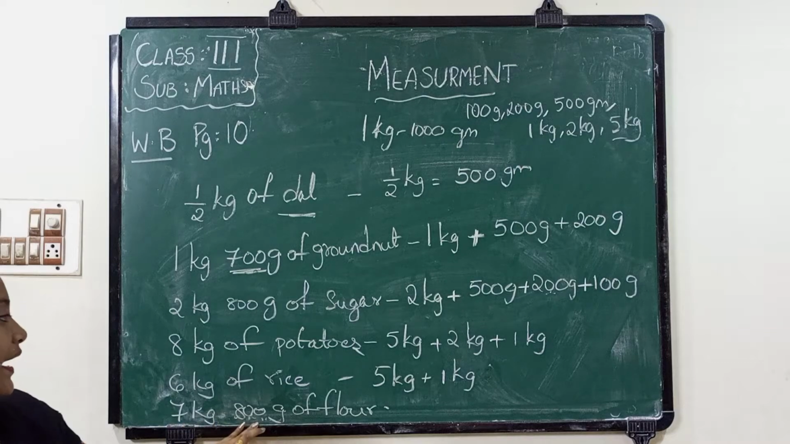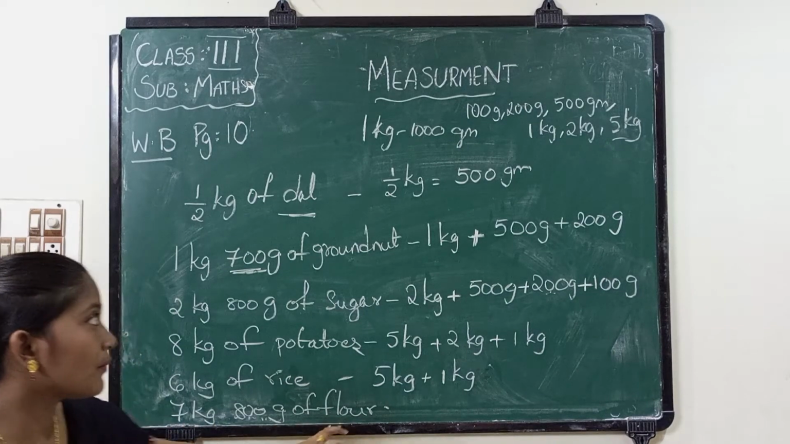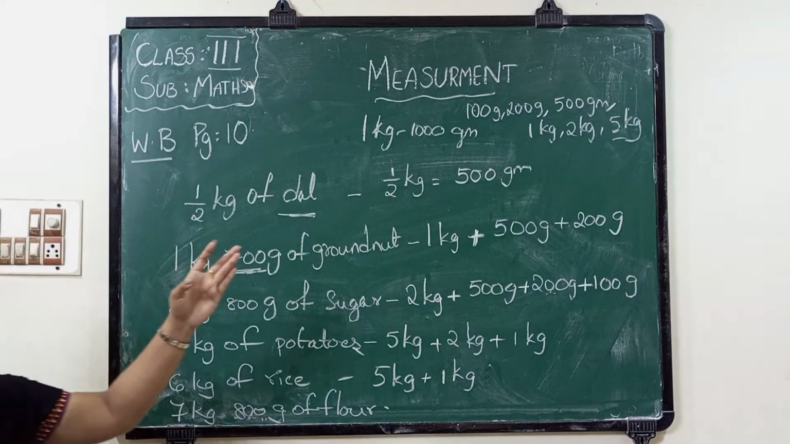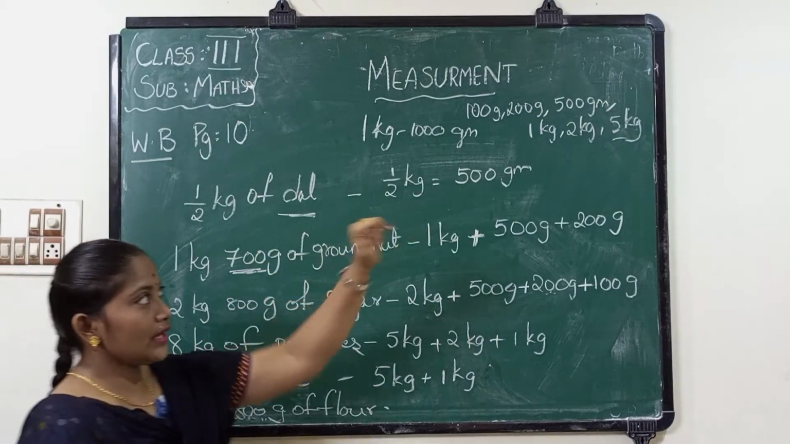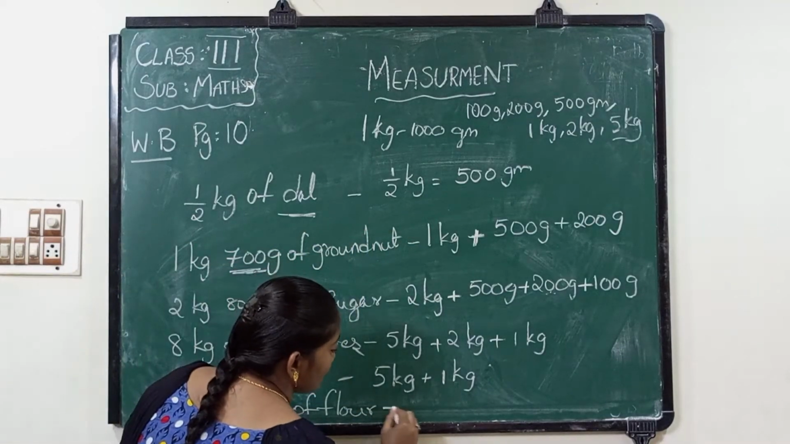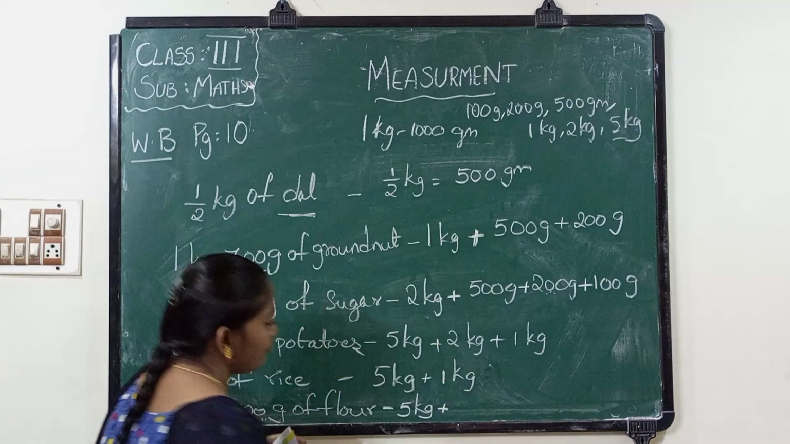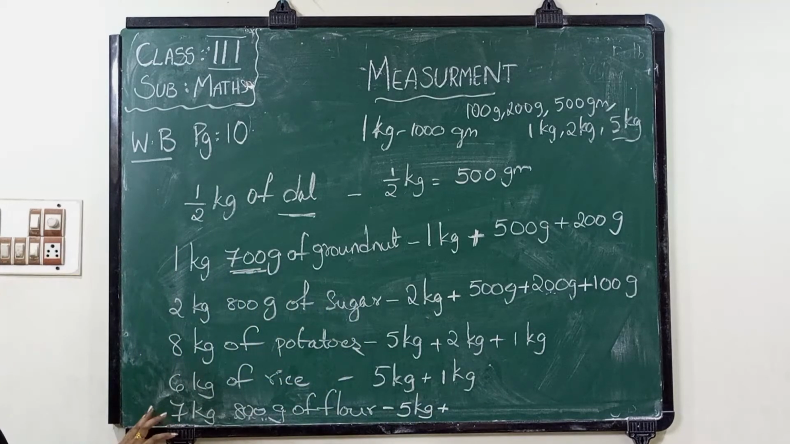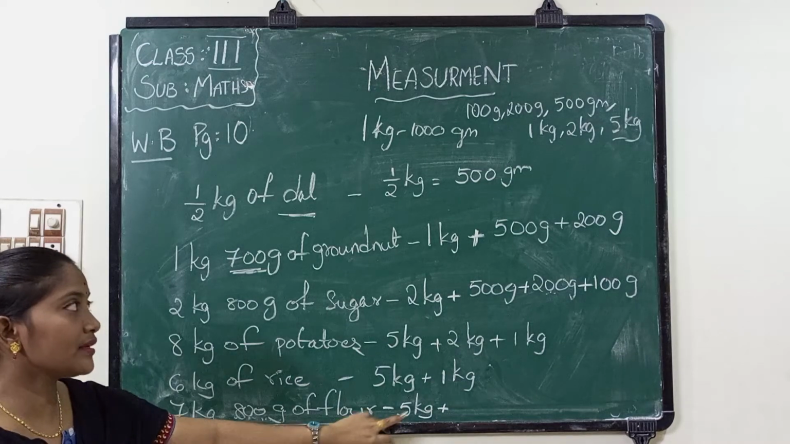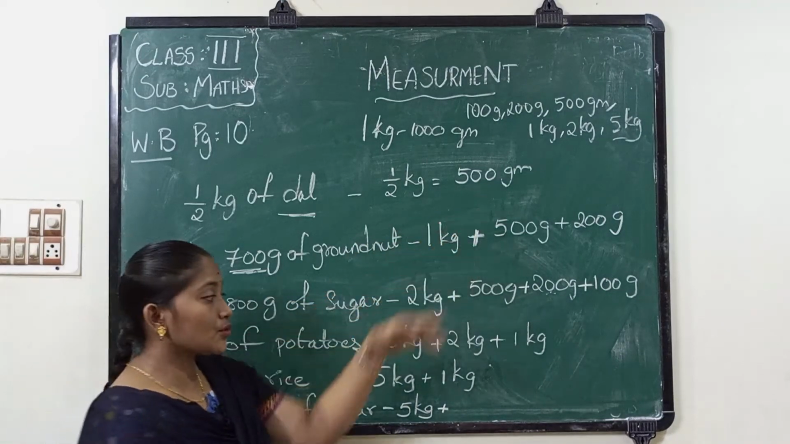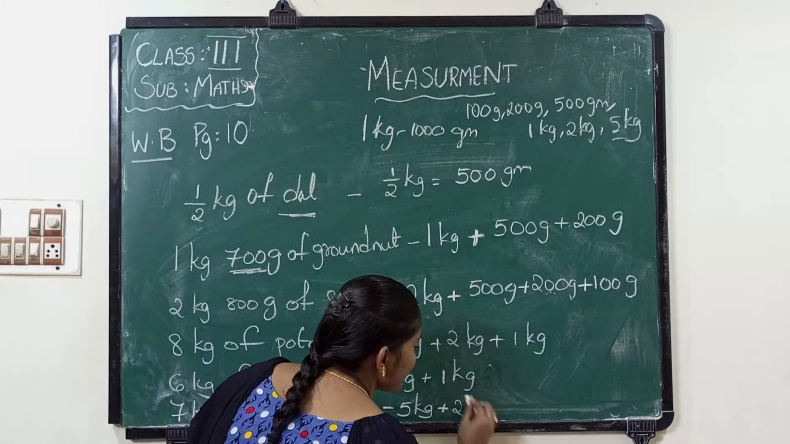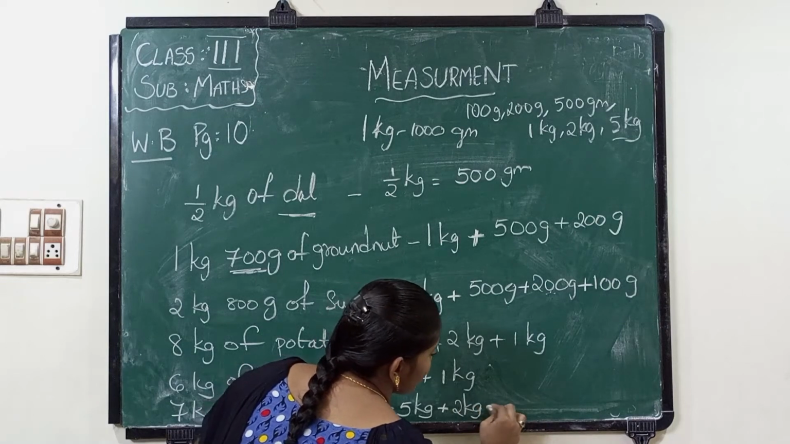7 kgs, 800 grams of flour. We are not having any 7 kg stone. So here I am using one 5 kg stone, and for 5 kgs it is completed. What about 7? 7 means 5 completed. I have to use 2 kg stone. So 5 kgs plus 2 kgs is 7 kgs.